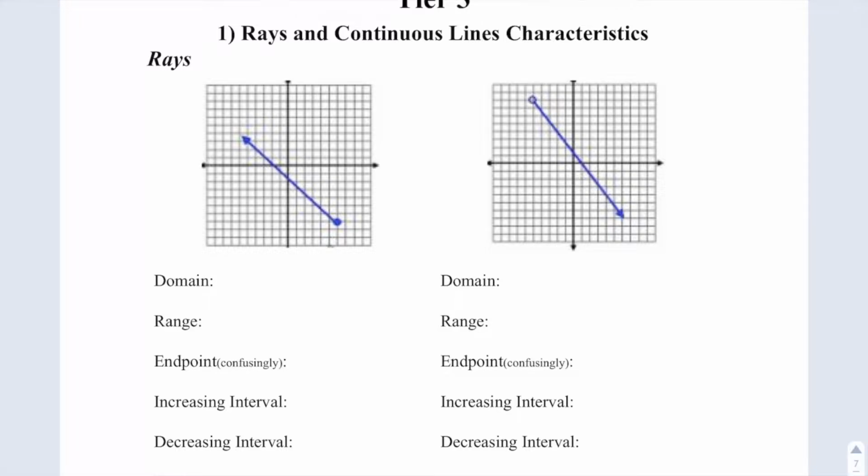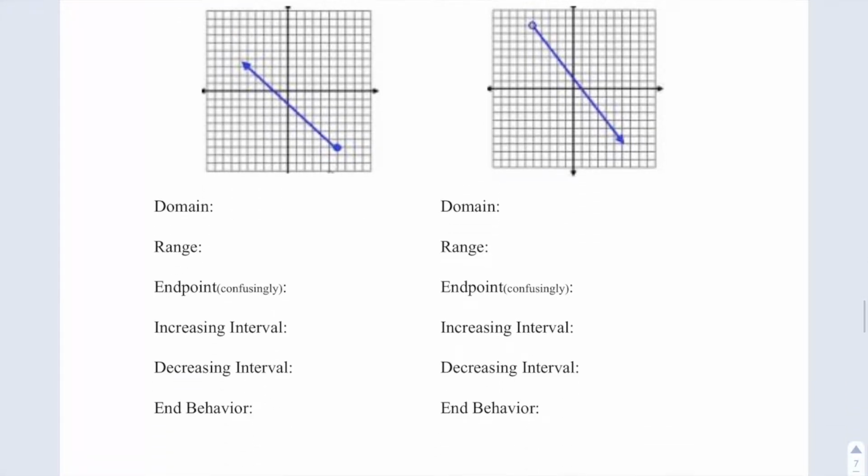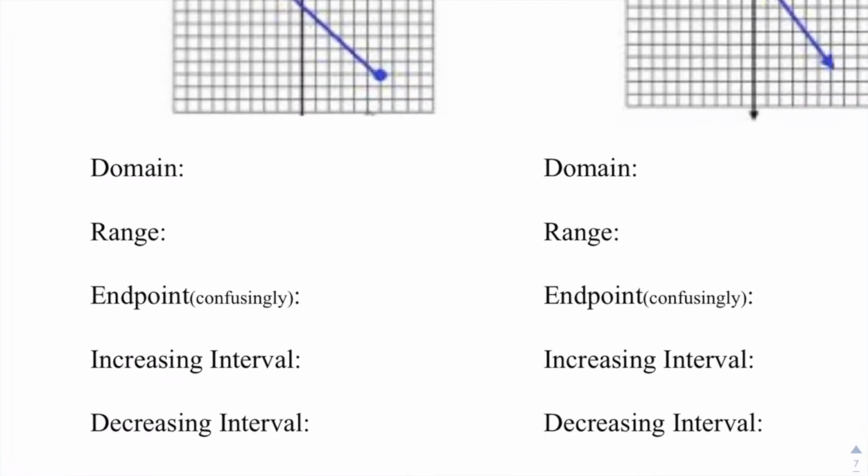So really the difference between a ray and a continuous line is that a ray has an endpoint that stops it at one end, and then on the other end it has an arrow that continues it on forever, just like that. So let's start naming some of the characteristics of these rays. Well, let's look at this one over here.